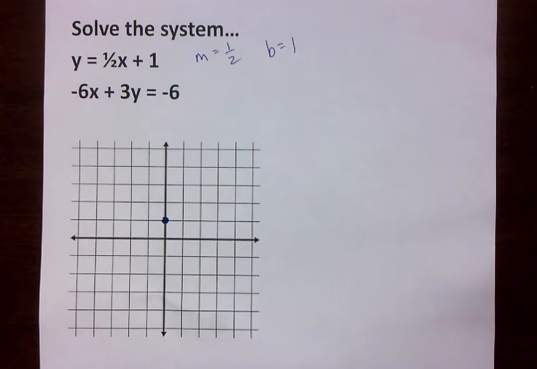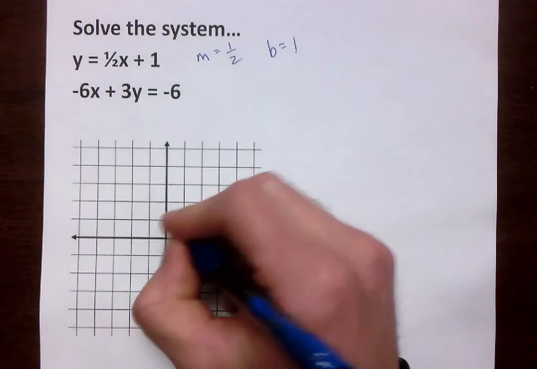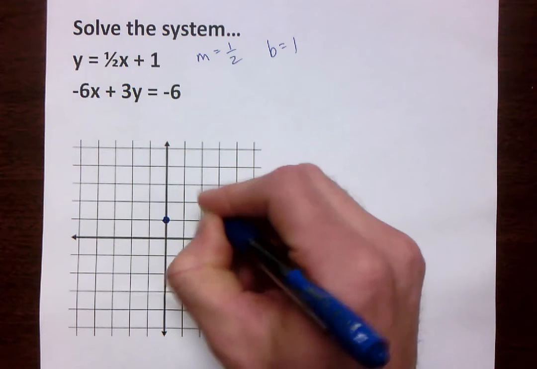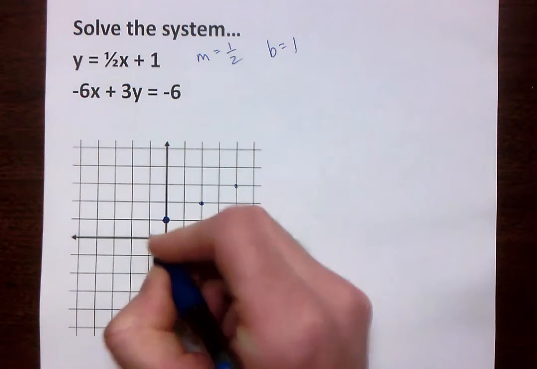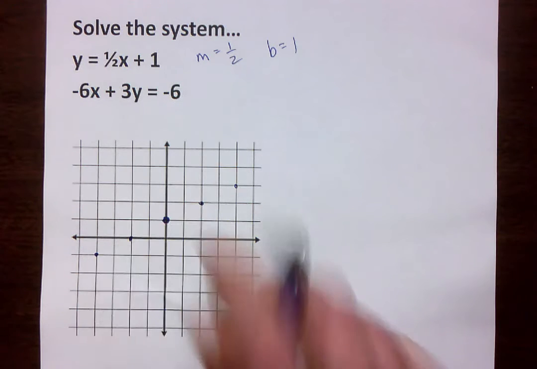Then I use my slope to find my next few points. Slope is 1/2, so I rise 1 and run 2. Rise 1 and run 2. I can also match this pattern going the other way. And then I draw a line.